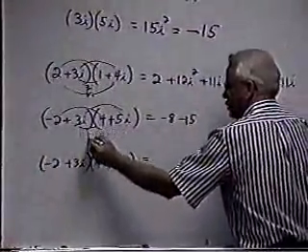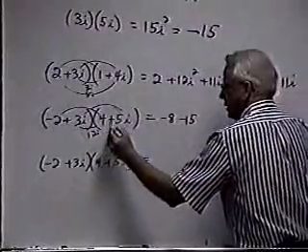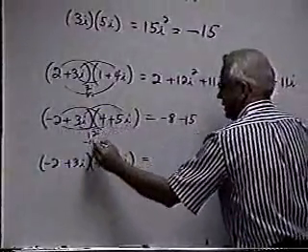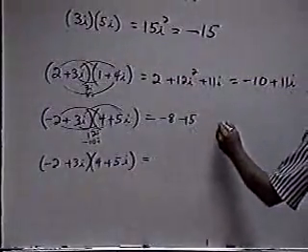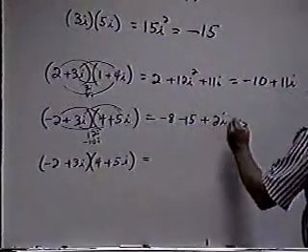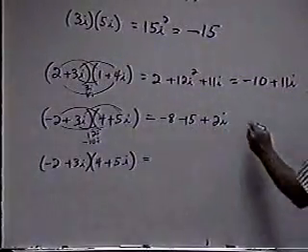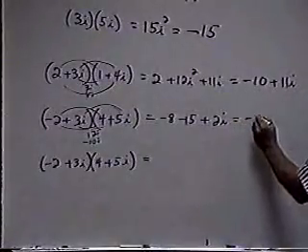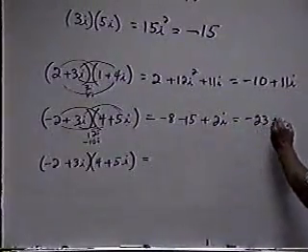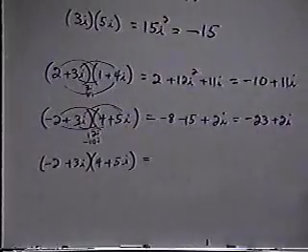And the inside, there's 12i, positive. And the outside is a minus 10i. So that's a plus 2i. And therefore, our answer is a minus 23 plus 2i.